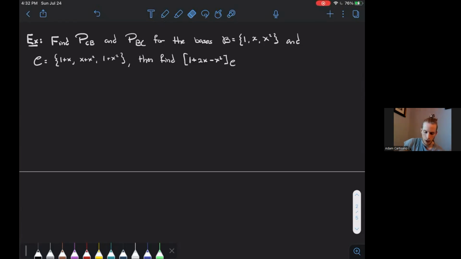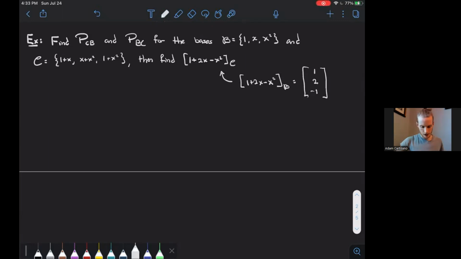And then we want to find the coordinate vector of 1 plus 2x minus x squared with respect to C. By the way, the coordinate vector of 1 plus 2x minus x squared with respect to B is (1, 2, -1), because it's the standard basis. How many times do I have to multiply by this guy, and this guy, and this guy? Well, 1, 2, and negative 1, right? Okay, so that's just an FYI.